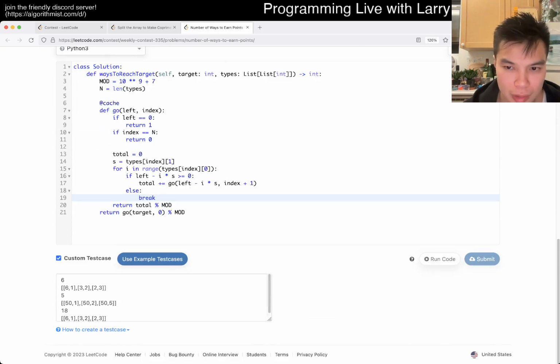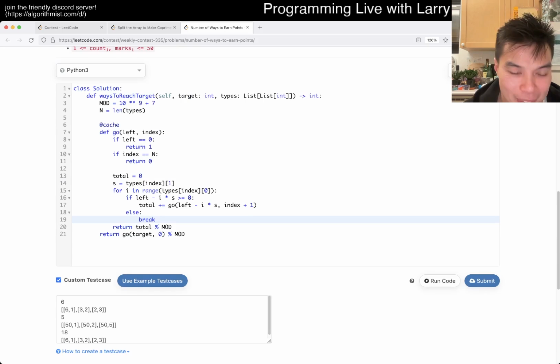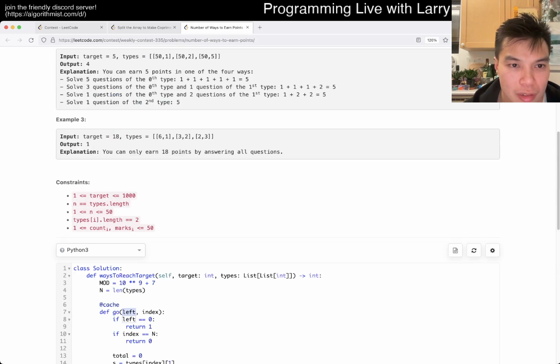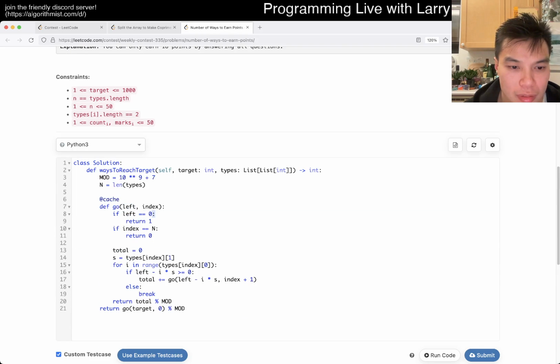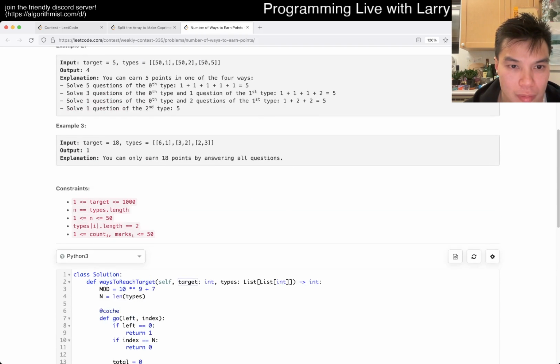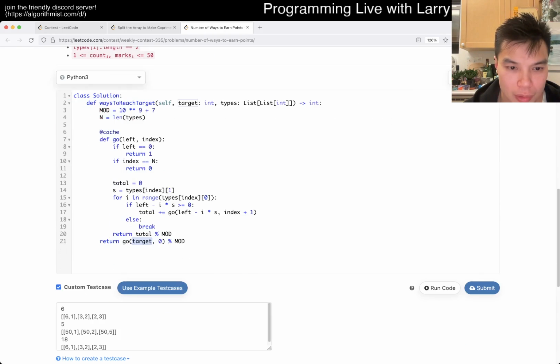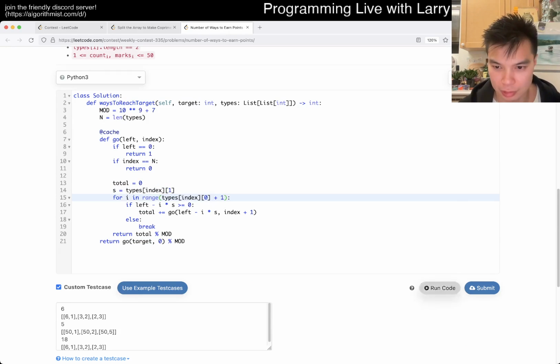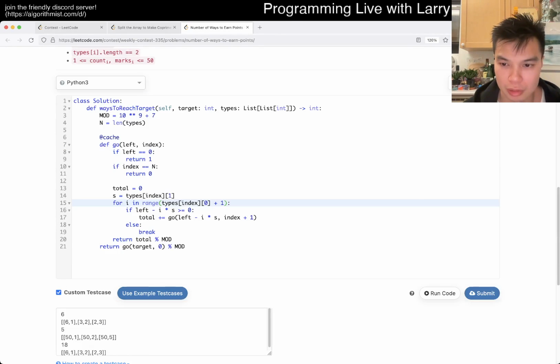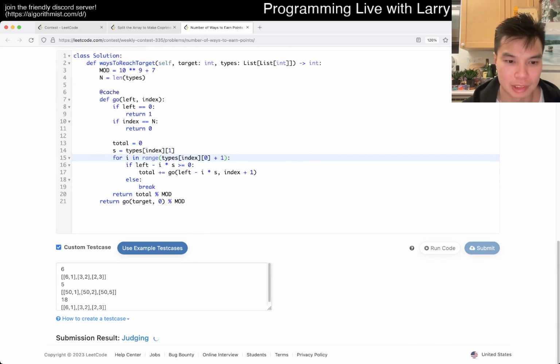I mean, I get why people got this so quickly. I don't know why I'm not getting it so quickly. Left. Exactly, okay. Count and marks. Yeah. Count. This is the count. Oh. Okay. May timeout, we'll see.